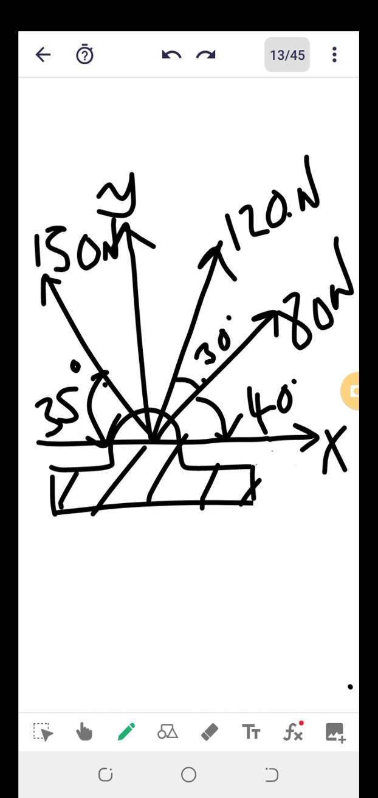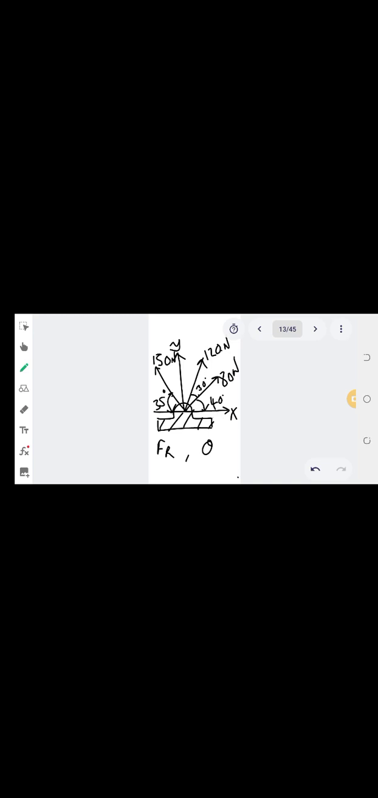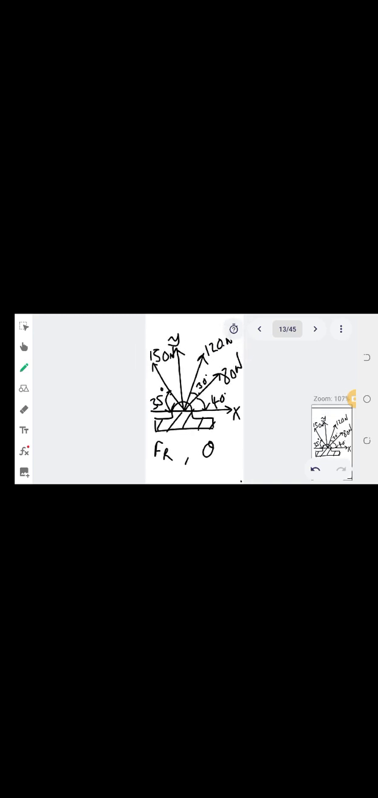We have been given this problem. So we have been asked to come up with a resultant force, the resultant force Fr, and the direction theta. So the direction of the resultant force theta. So in this case, to come up with a resultant force and the direction, we need to resolve these forces into components.